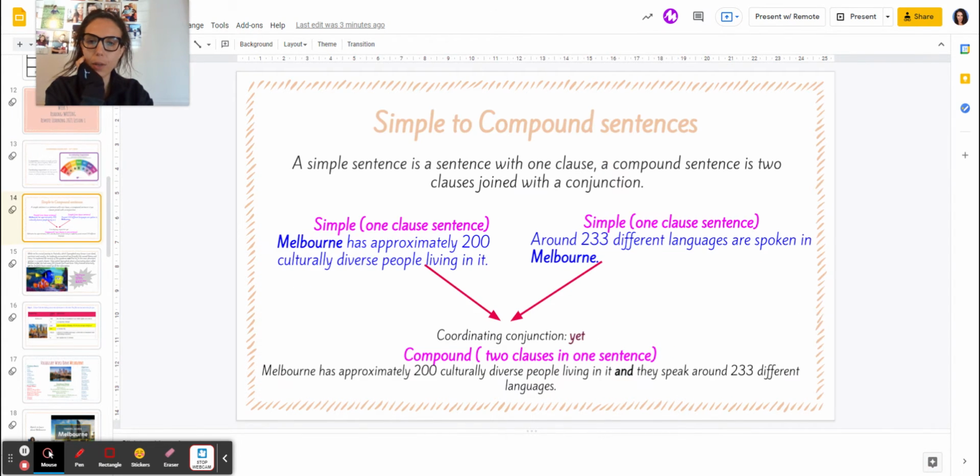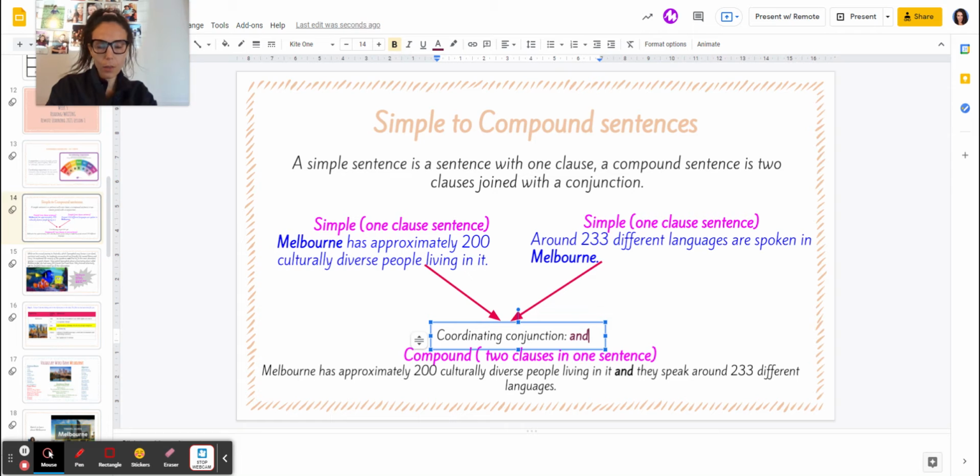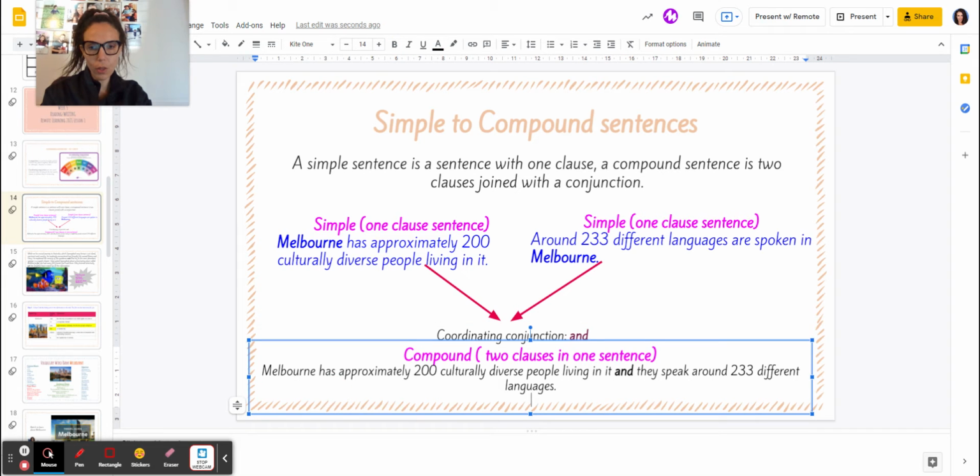So here is an example, a simple sentence which has one clause and one idea. Melbourne has approximately 200 culturally diverse people living in it. Here is another one. Around 233 different languages are spoken in Melbourne. Okay, now this should actually say "and". Now the coordinating conjunction chosen is "and", and this is how the sentence now reads. Melbourne has approximately 200 culturally diverse people living in it, and they speak around 233 different languages.